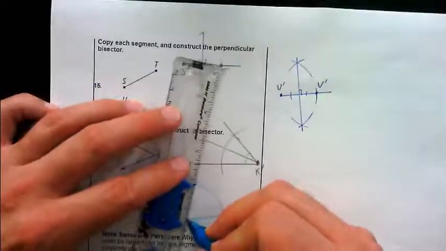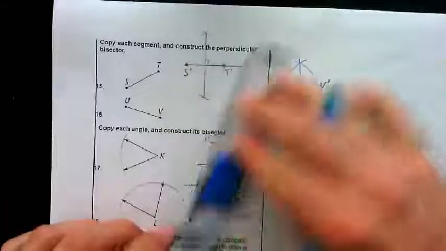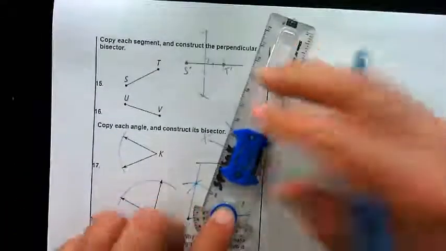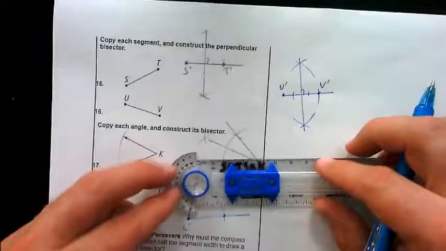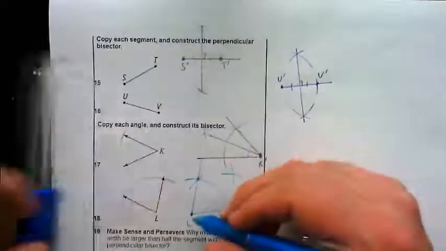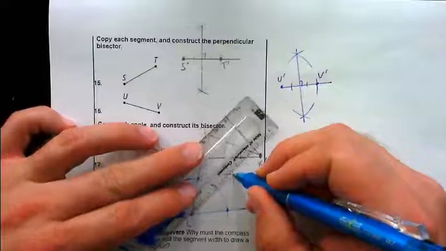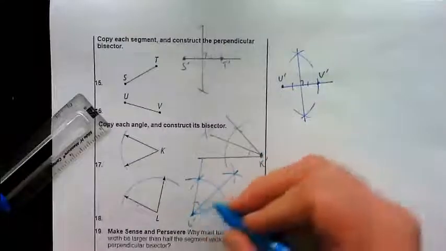I'm going to extend this line all the way through. From those 2 points, that's where I'm swinging my arc out in front to now bisect it. So I've already done the copying the angle part. Now I'm bisecting the angle and completing the line from the vertex to that point. Again, these are congruent.